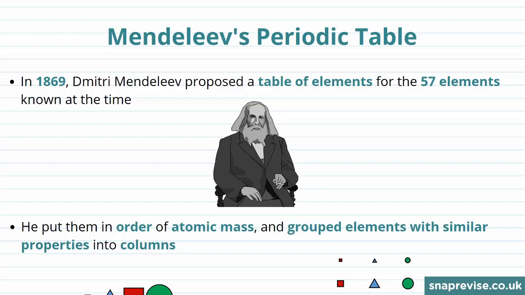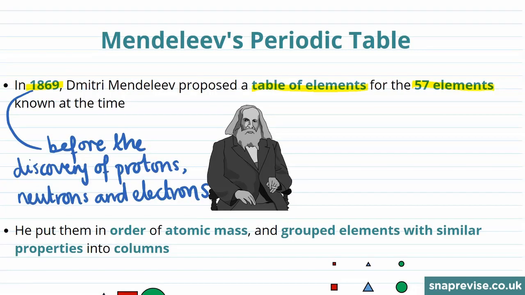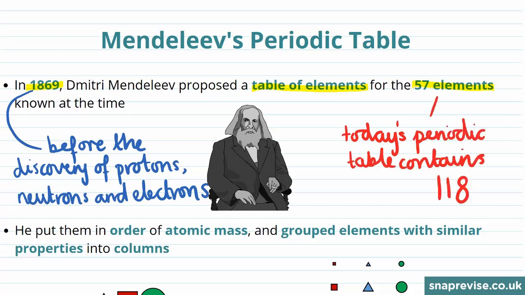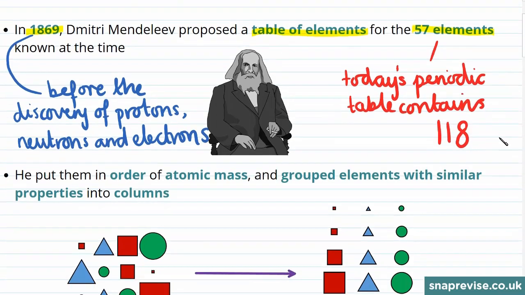But the periodic table is actually a relatively recent invention, and the first table of this kind was proposed in 1869 by Dmitri Mendeleev. He considered ordering the 57 elements that were known at that time into a table. If you've seen our video on the development of the atom, you'll know that this was before the discovery of protons, neutrons and electrons. It's also important to note that there were only 57 elements that had been discovered at the time, whereas today's periodic table contains 118.